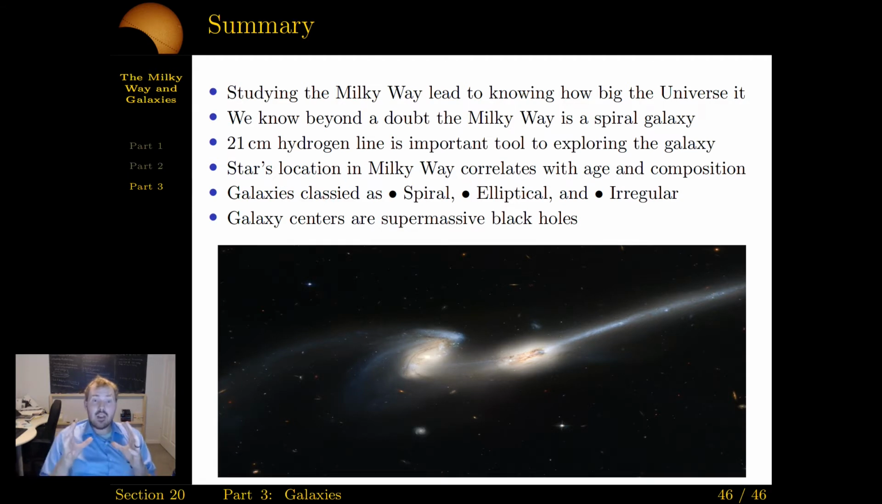Another point is that we've associated that stars' locations in the Milky Way actually correlates with the age of the star and its chemical composition, the abundance of heavy elements that are present there. And finally, we've classified galaxies into three categories: our spirals, our ellipticals, and our irregulars. And that at the center of every galaxy, there must be these supermassive black holes.